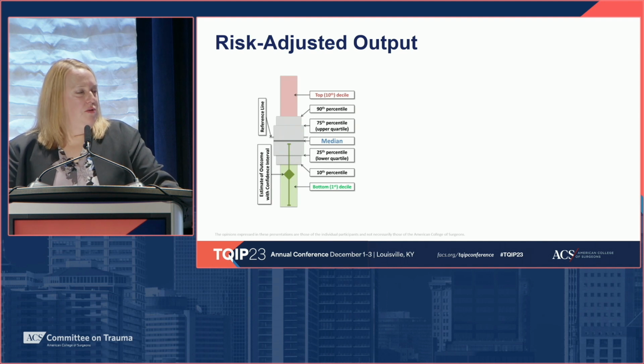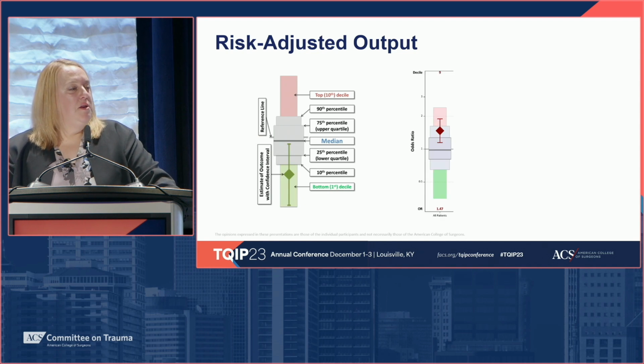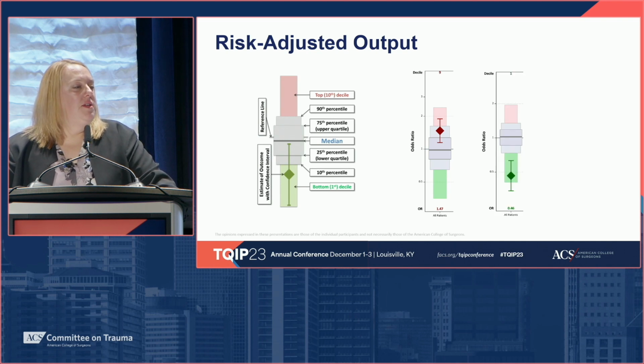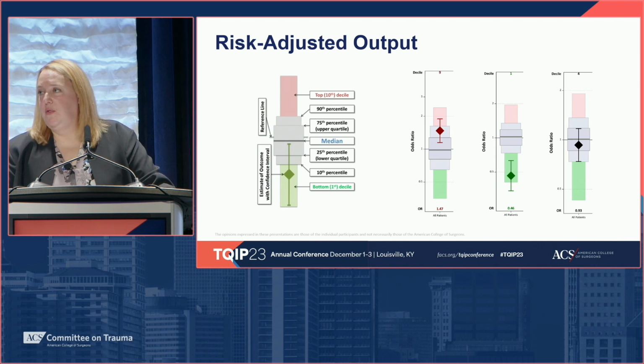Probably what you're most interested in is the diamond there, which represents your center's odds ratio, and the line which represents the confidence interval. If that confidence interval lies completely above the reference line of 1, where odds ratio is 1, then you would be considered a high outlier. If your confidence interval line lies completely below the reference line, you would be considered a low outlier. And if your confidence interval crosses that reference line of 1 at any point, then you would be considered indistinguishable from the TQIP average.